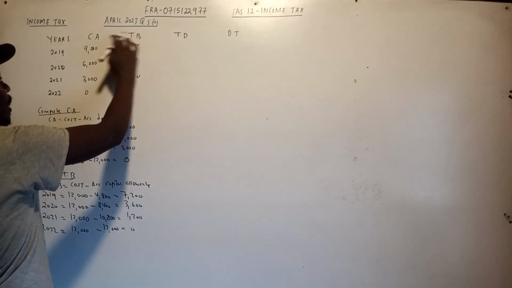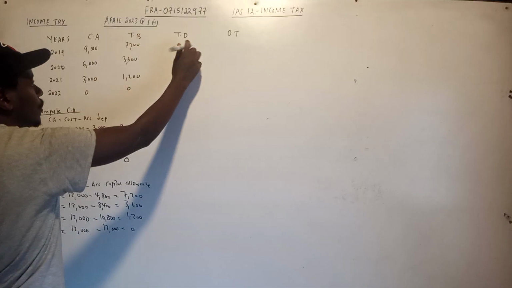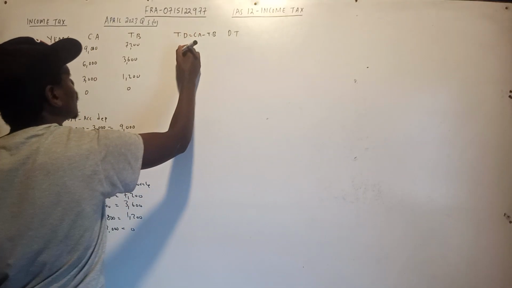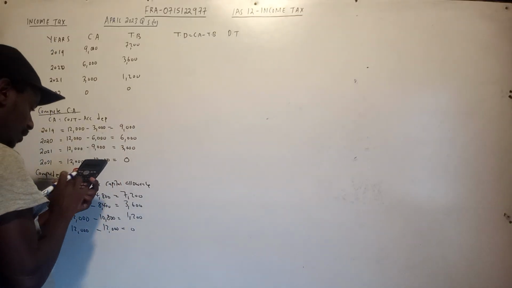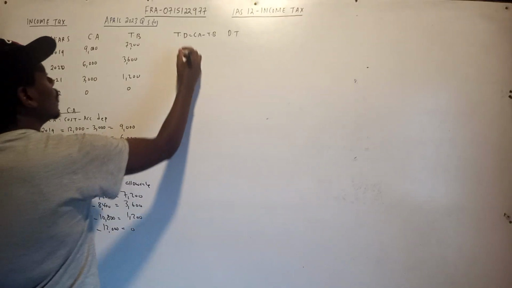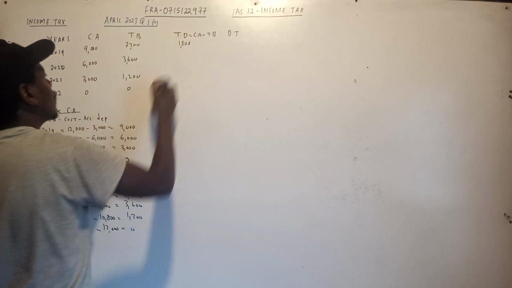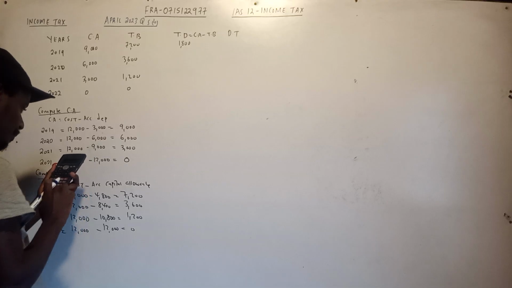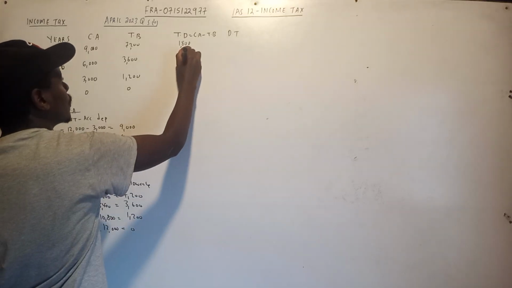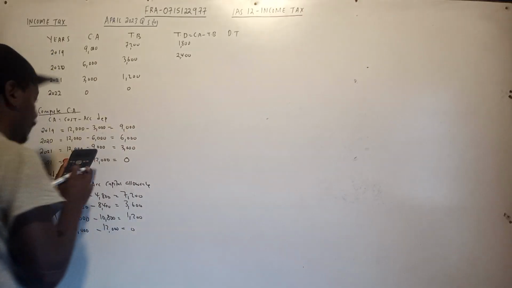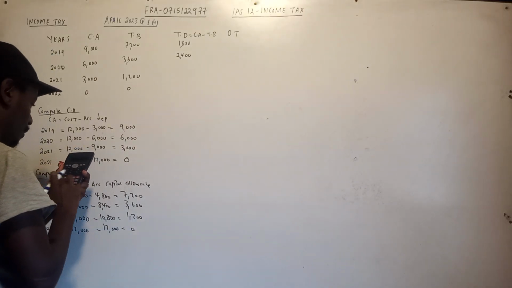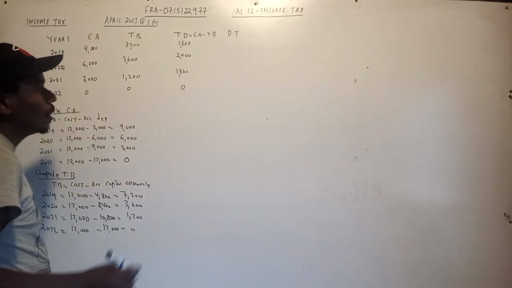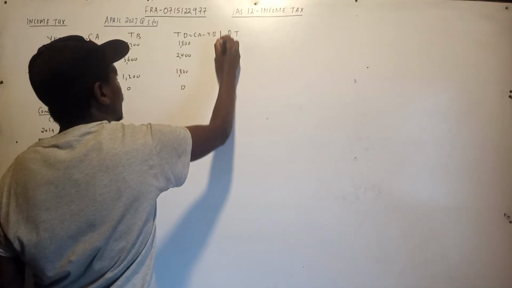Temporary difference, the difference between carrying amount minus the tax base. So the temporary difference equals carrying amount minus the tax base. And this is 9,000 minus 7,200. That's 1,800. 6,000 minus 600, which is 2,400. Then 3,000 minus 1,200, which is 1,800. Then 0.